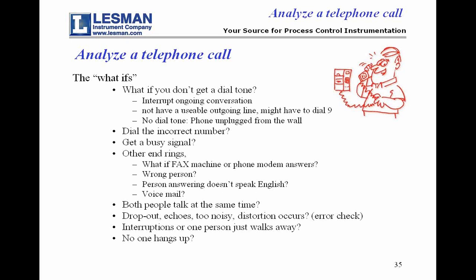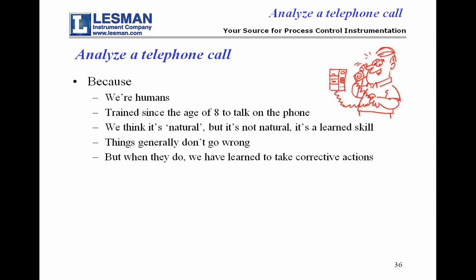In the middle of all that, there are a whole bunch of what-ifs that have to be considered. You know, what happens if you actually dial the incorrect number? What happens if you get a busy signal? And all this kind of stuff has to be taken into account when you make a telephone call. But because we're humans, and we've been doing this since the age of 8, we don't really think of a telephone call as very complicated.